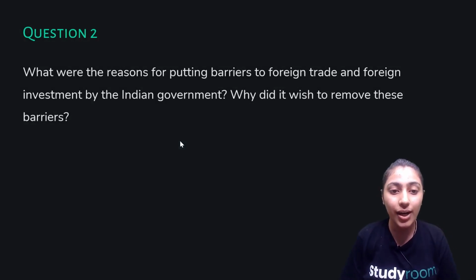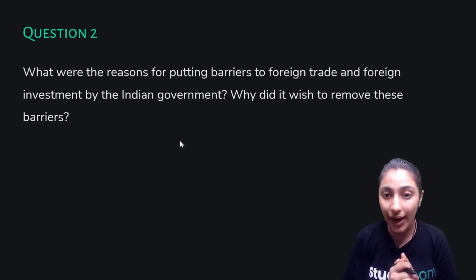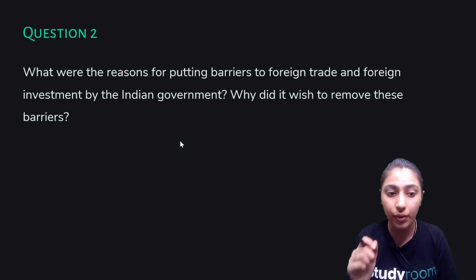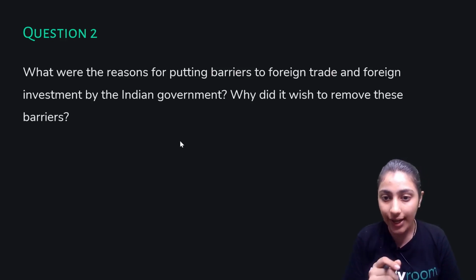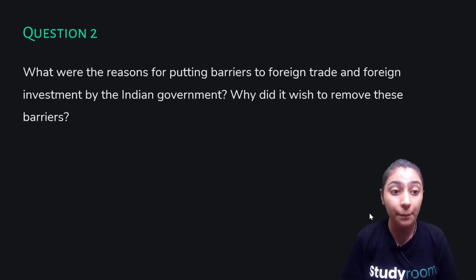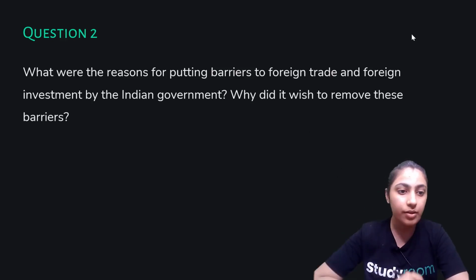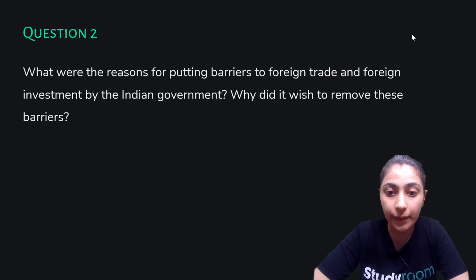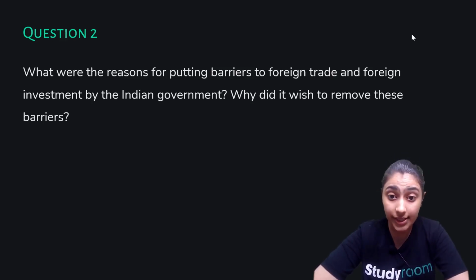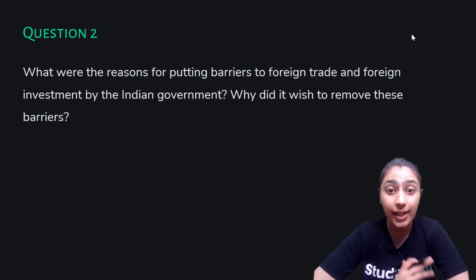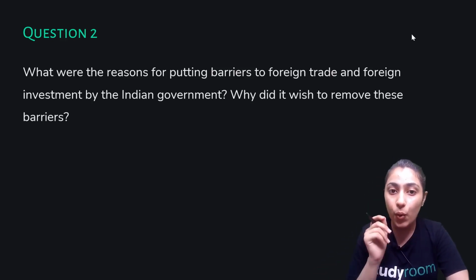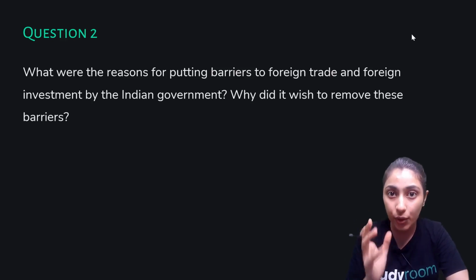Second question is, what are the reasons for putting barriers to foreign trade and foreign investment by the Indian government? Why did it wish to remove these barriers? Okay. So starting with the first part, what are the reasons for putting barriers to foreign trade? The basic reason for putting barriers on foreign trade and foreign investment by the Indian government was only to protect our Indian producers from the competition.